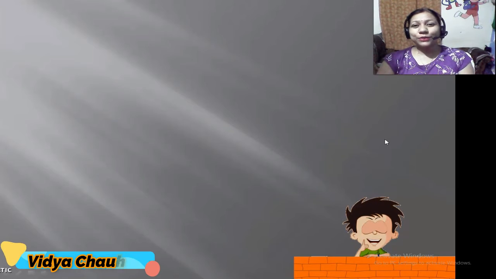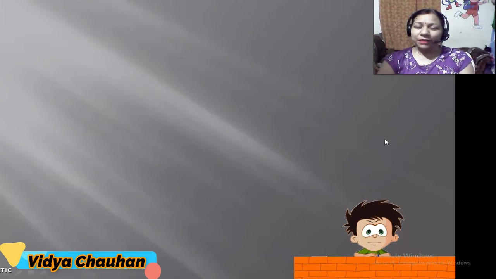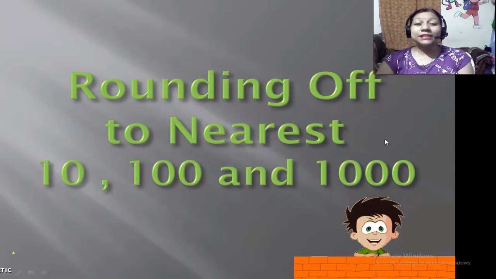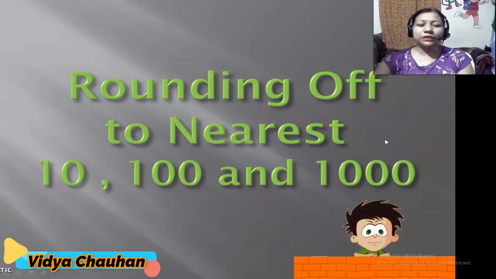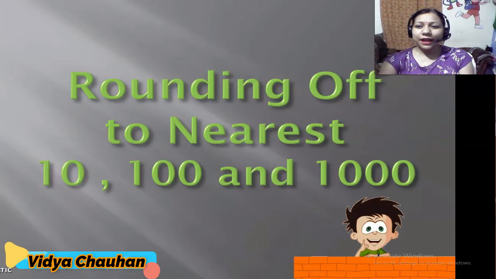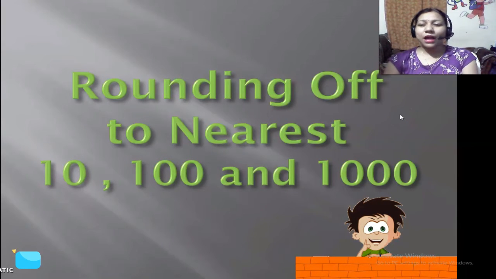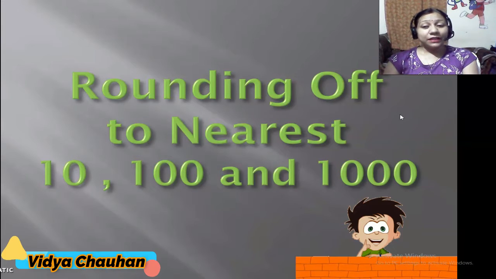And students, today we are going to discuss another very important topic in mathematics. And what is the next topic? Yes, it is rounding off to nearest 10, 100 and 1000. Right students? So today we will learn how we can round off the numbers to 10, 100 and 1000.